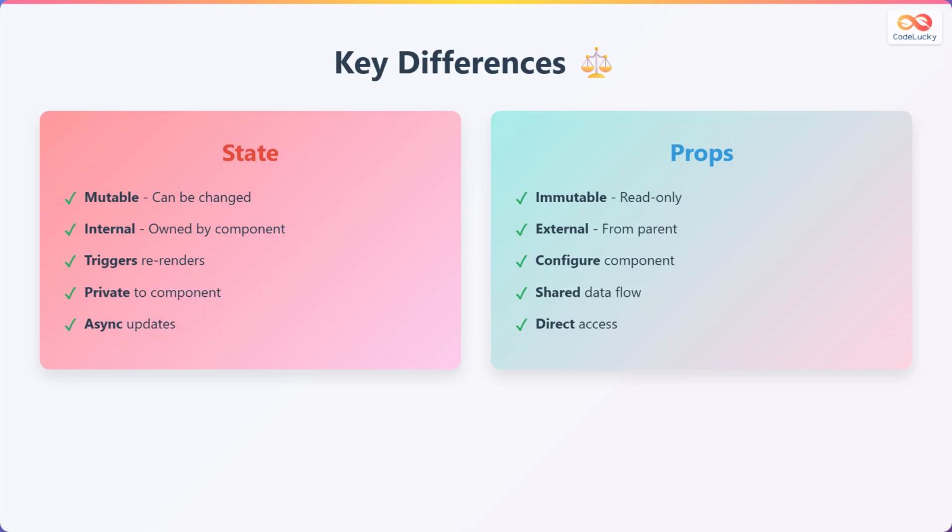On the other hand, props are immutable, meaning they cannot be changed by the child component receiving them. Props are external and come from the parent component. Props are used to configure the component with initial values. Props enable a shared data flow between components. Props provide direct access to the data they hold.